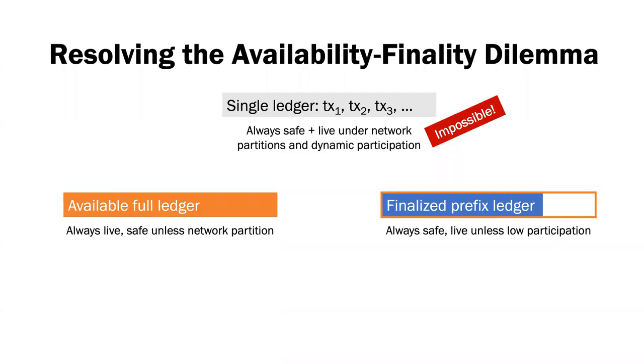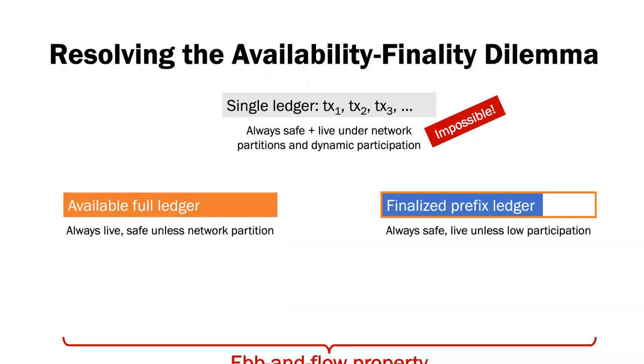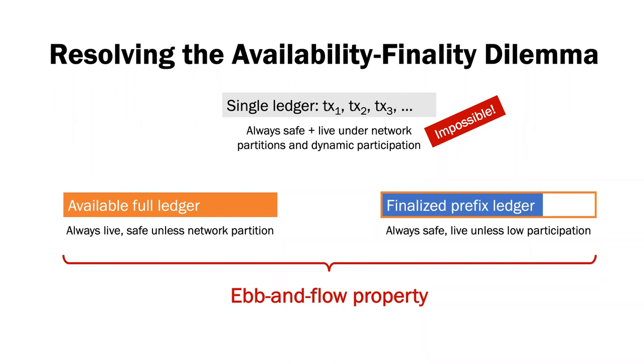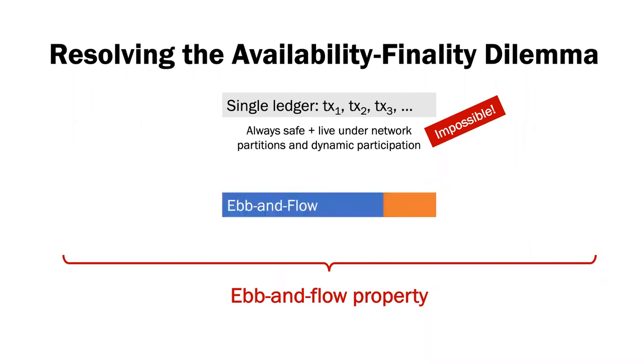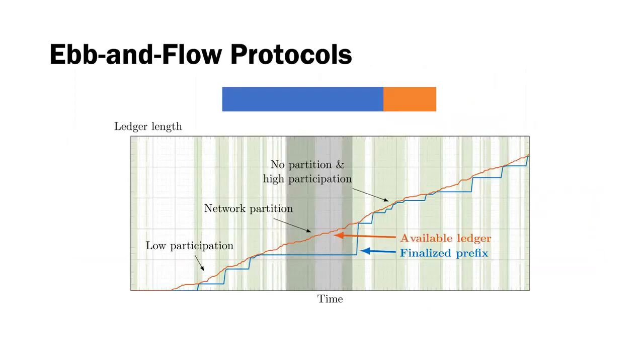So the finalized prefix ledger has the same properties as the ledger output by a traditional propose and vote style BFT protocol. And since the finalized ledger is a prefix of the available ledger, both ledgers eventually agree on a single account of history. We call this the ebb and flow property, and it provides a way to combine consensus protocols from the previously mentioned two camps. The name ebb and flow comes from the fact that the finalized prefix ledger falls behind the full available ledger when the network partitions or participation is low, but it catches up when the network heals.